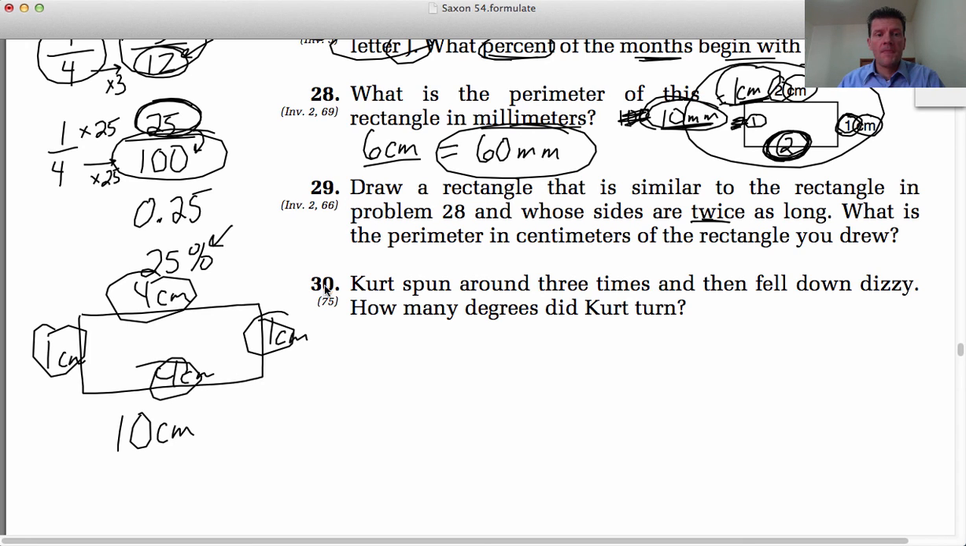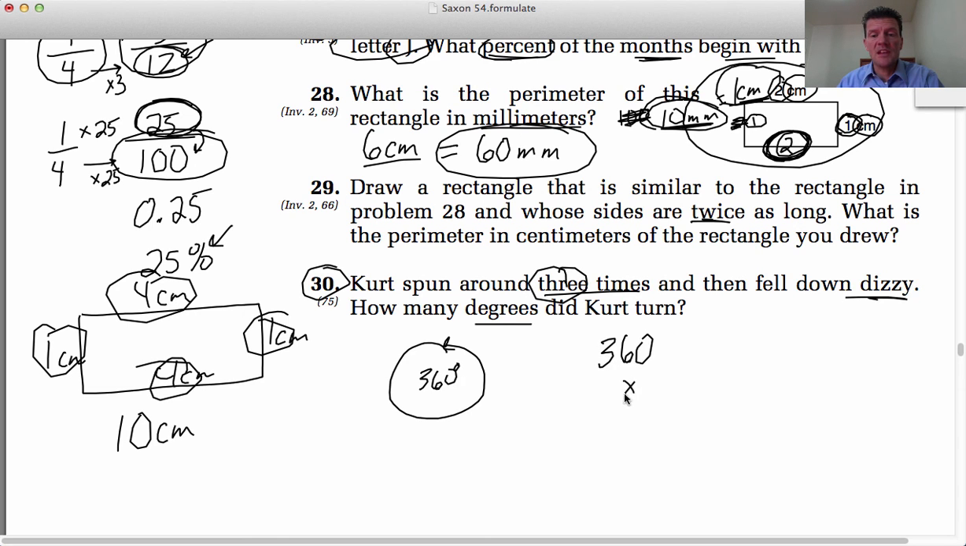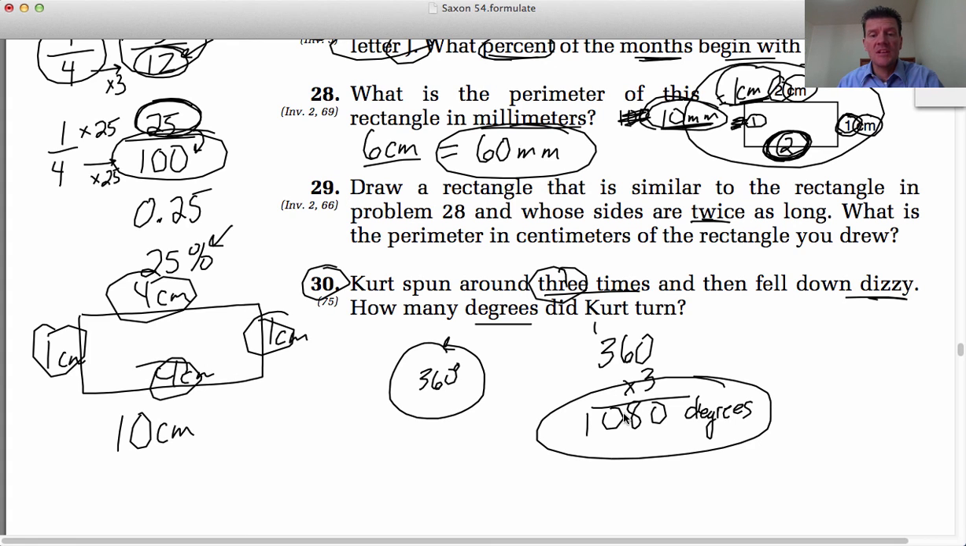Okay? Number 30. Kurt spun around 3 times and then fell down dizzy. I can understand. How many degrees did Kurt turn? Well, every time you go around once, that's 360 degrees. So if you do that 3 times, that's going to be 360 times 3, which is 1080. 1080 degrees is the total number of degrees that he turned.